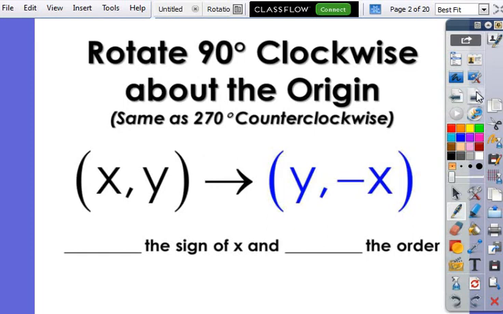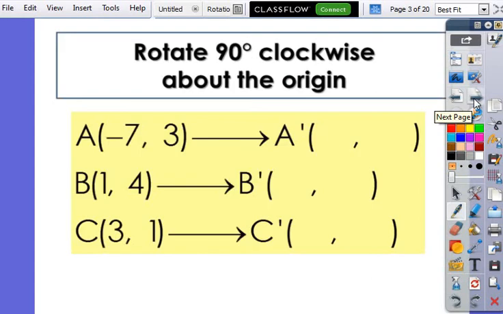But 90 clockwise is the same as 270 counterclockwise. So this is 1 to the right for 90. How many to the left? 3. 3 to the left for 270. The rule is you change the sign of the X and switch the order. So if I'm looking at this, what would my A prime be?